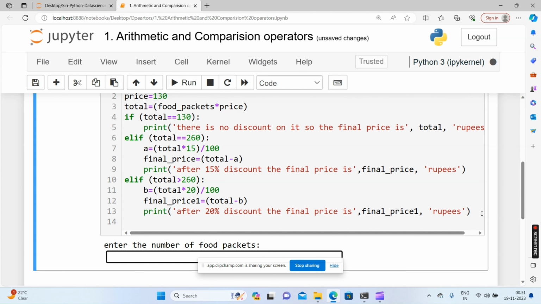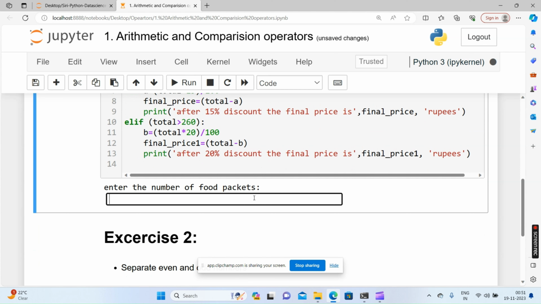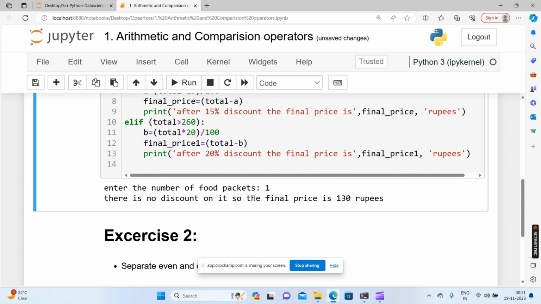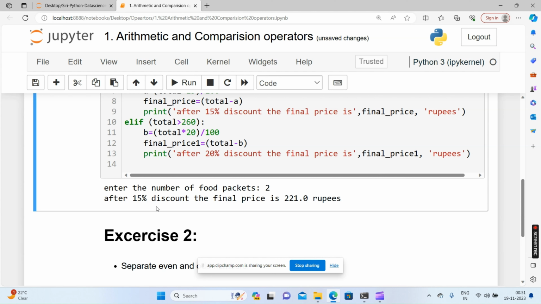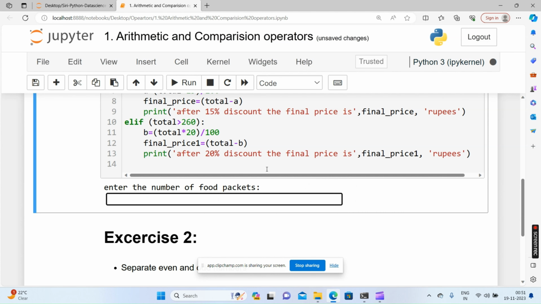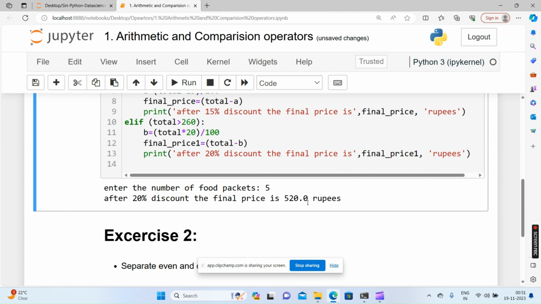Let me execute the code. Now I'm collecting the information. If he bought only one food packet, you can see there is no discount on it. So the final price is 130 rupees. If anyone bought two packets, after 15% discount, this is 221 rupees, the final price. If anyone takes more, like 5 packets, you can see 520 rupees after 20% discount.